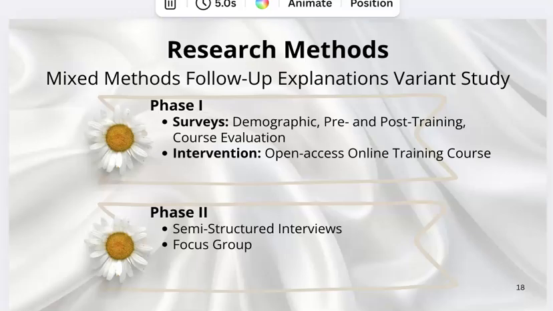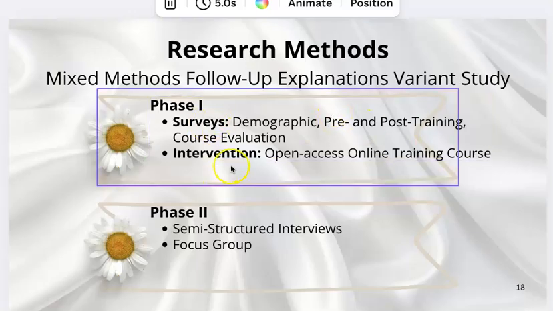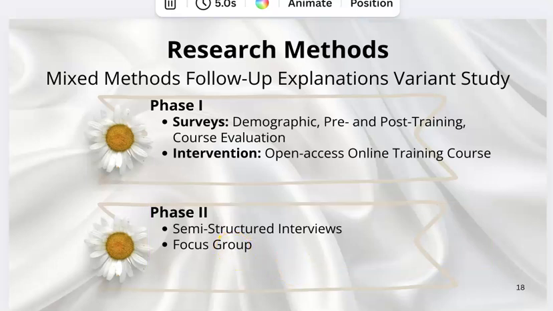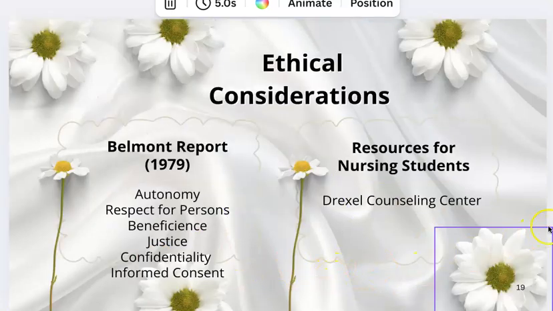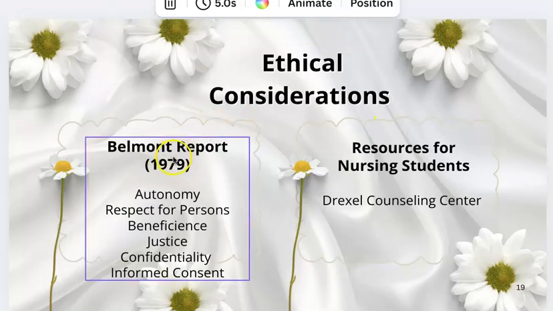Again, these were the different phases. Phase 1 was surveys and intervention. Phase 2 was the interviews and focus group. And then, for ethical considerations, we always want to consider the Belmont Report: autonomy, respect for persons, beneficence, justice, confidentiality, informed consent, etc. Because you're doing a research project on humans, you have to really remember to address all of these components.